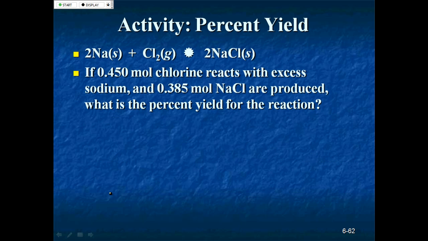Let's look at another problem. Same reaction. Again, 0.450 moles of chlorine reacts with excess sodium. So chlorine is the limiting reactant. And 0.385 moles of NaCl are produced. What is the percent yield for the reaction? So this again is the actual yield. So we want to calculate the theoretical first.